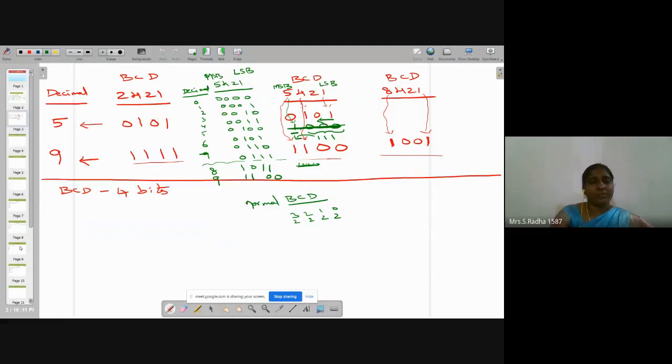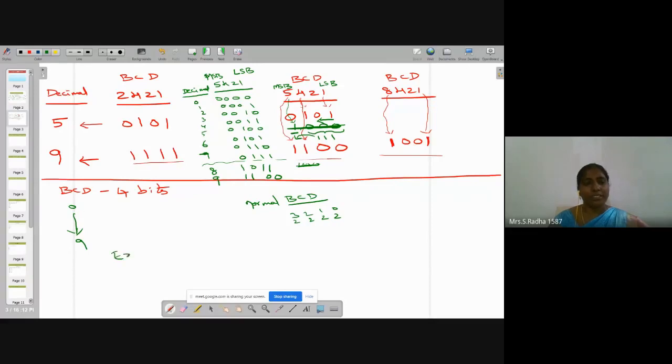4 bits. You know what is XS3. BCD representation can be done only for numbers 0 to 9, because only 4 locations are there. Only 0 to 9 you have to represent using BCD.